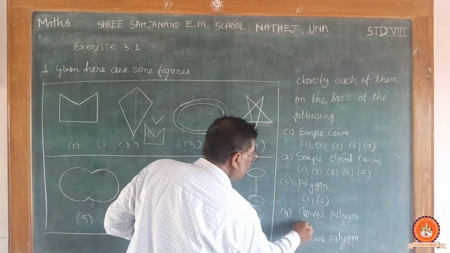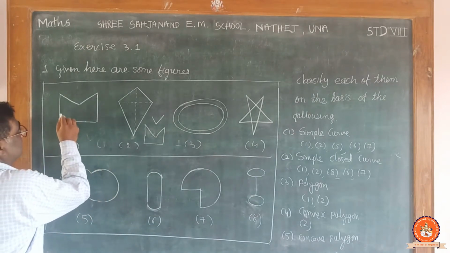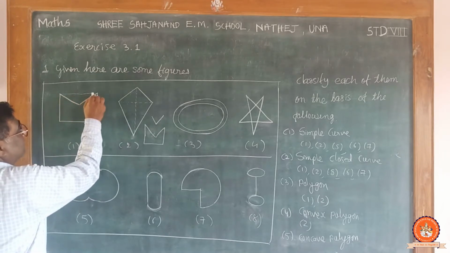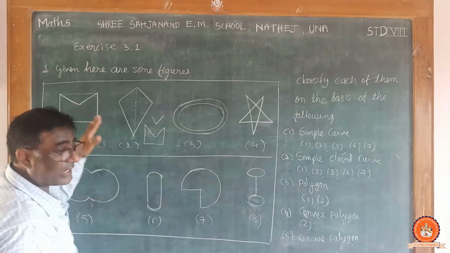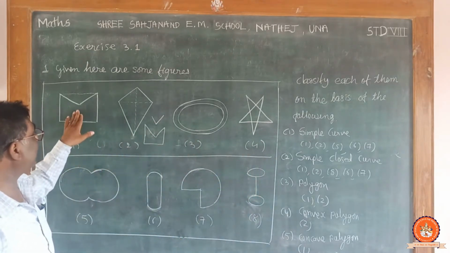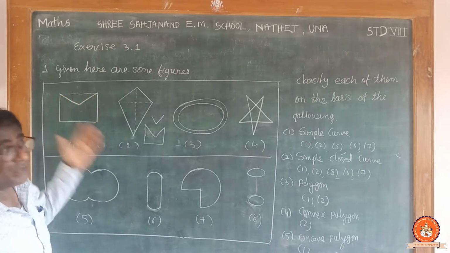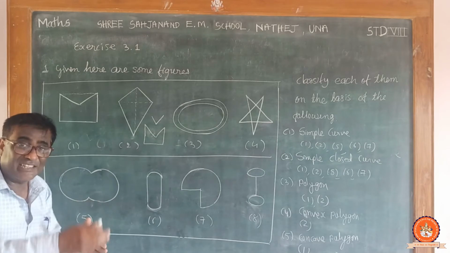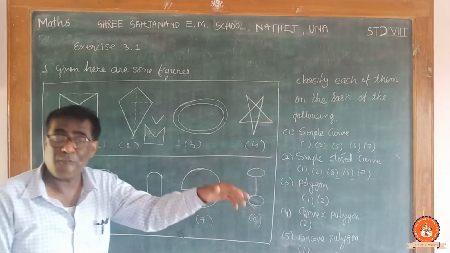It's figure number 2. But this one, look at it, if you draw one of the diagonals, some part of the diagonal is out of the figure, and that's why this one is a concave polygon. So the first one is a concave polygon. This one is a pentagon, and one diagonal of this figure is outside the polygon, and that's why this one is a concave polygon.